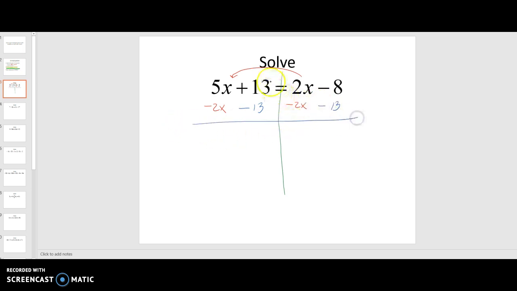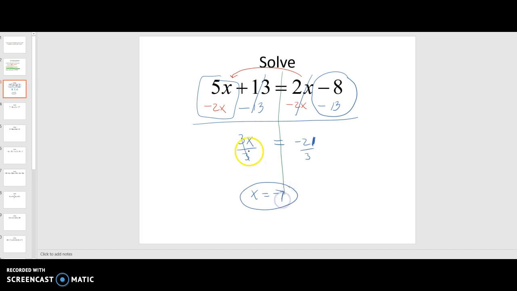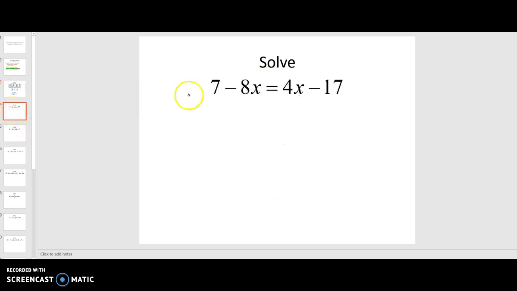So now when I do this, I know these eliminate, I know these eliminate. And I'm going to go ahead and perform this operation. 5x minus 2x is 3x equals negative 8 minus 13 is negative 21. And now how do I get rid of the 3? 3 is linked to x by multiplication, so I divide. 3's cancel, and I get x is equal to negative 7. Okay, so again, you move the variables to the left and the constants to the right by undoing addition and subtraction, and you move right along.